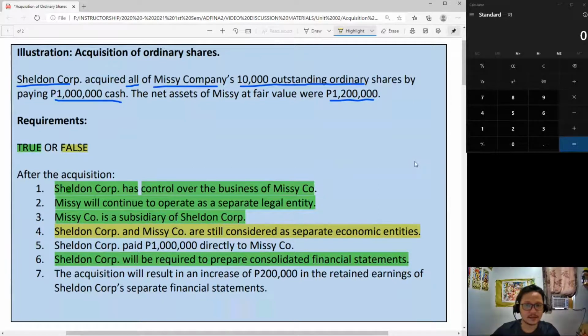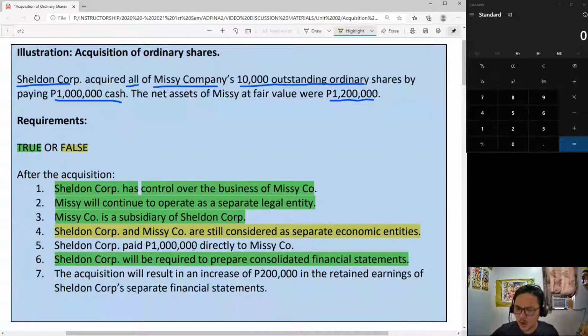Okay? Technically, everything Missy owns is owned by Sheldon. Lahat ng nakapangalan kay Missy is accruing to the benefit of Sheldon. All the income that Missy accrues may be declared as a dividend which Sheldon will receive. All losses that Missy suffers will also affect or impact Sheldon in a way na ang investment niya is losing. Okay? Missy Company is now an investment of Sheldon.